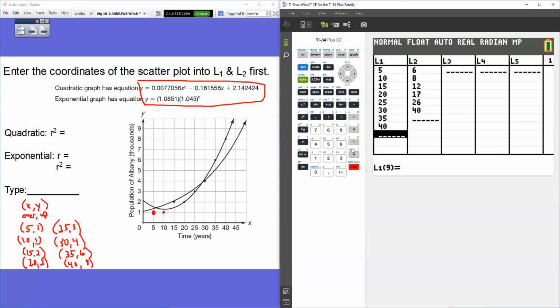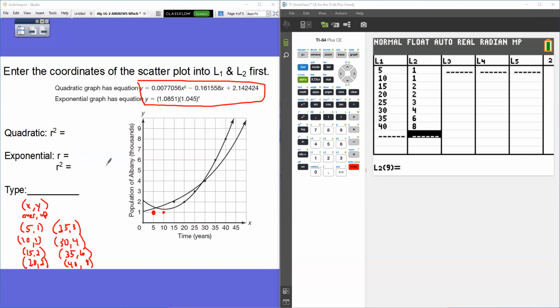And then for my L2 column, which is my Y values, I have 1, 1. I have 2, 2. I have 3 and 4. And I have 6 and 8. So these are just the coordinates of the points that are on the graph.